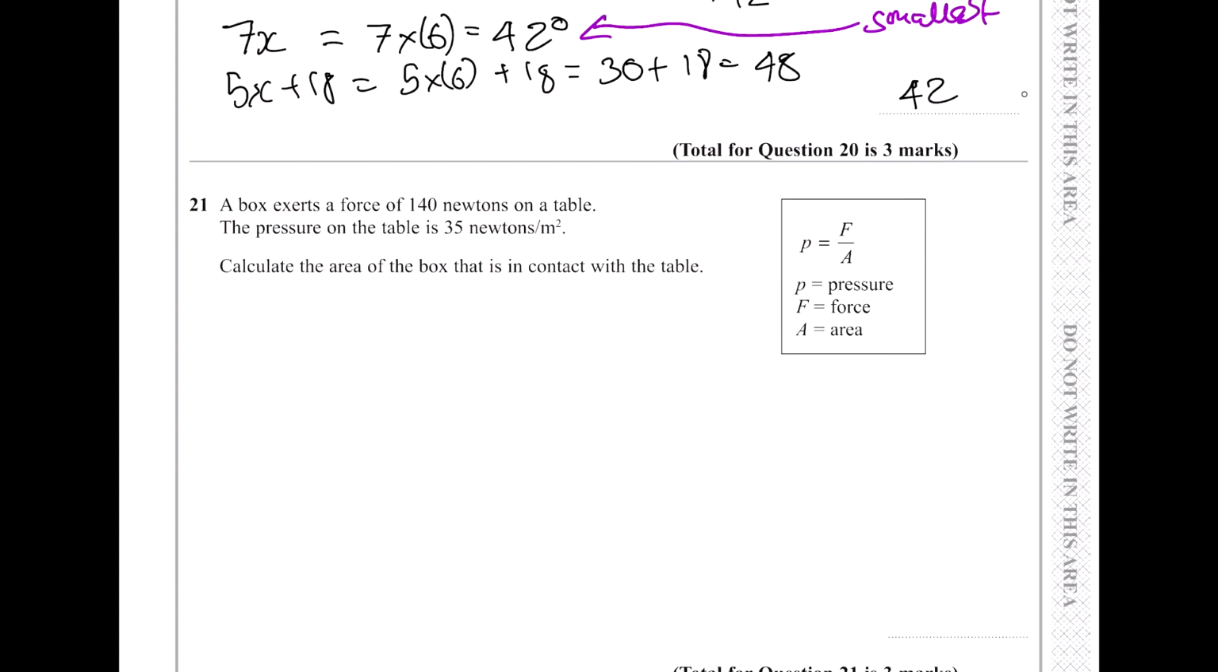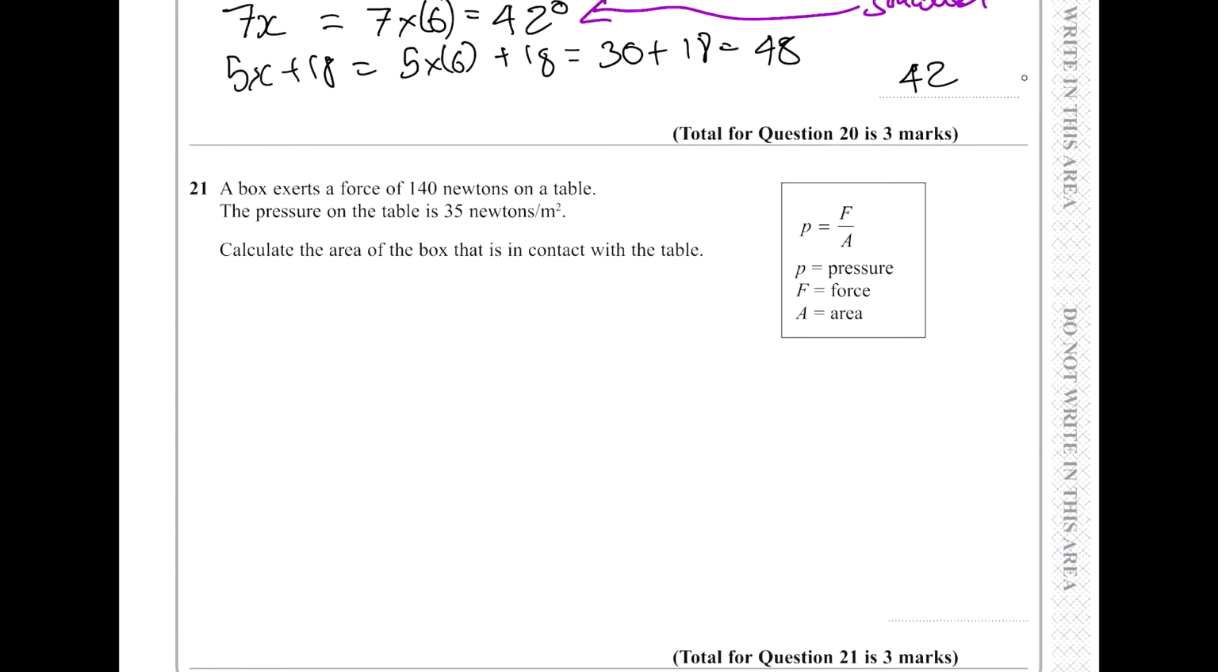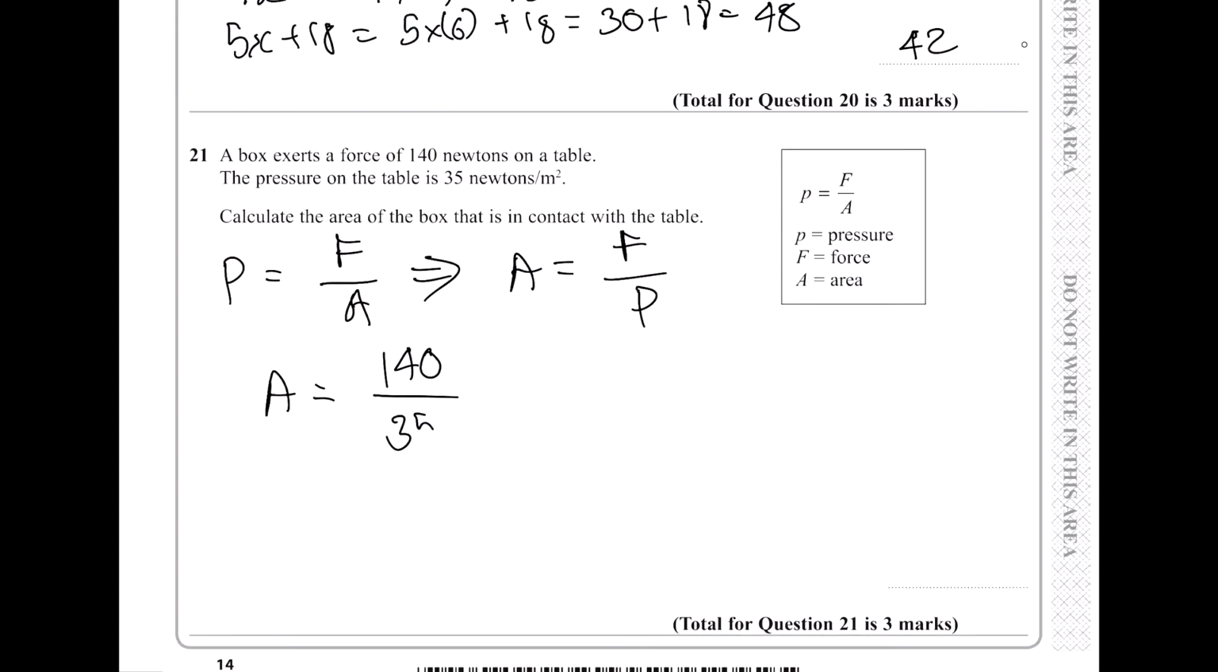Okay, next one, it says a box exerts a force of 140 newtons on a table. The pressure on the table is this. So it's giving you some info here. Calculate the area. So basically this requires using this equation. So if we know that the pressure is equal to the force per unit area, then if we rearrange this, we get the area is equal to the force over the pressure. So then using that, our area is our force, which we're told is 140 newtons, and our pressure is 35 newtons per meter squared. So that's using these lines here.